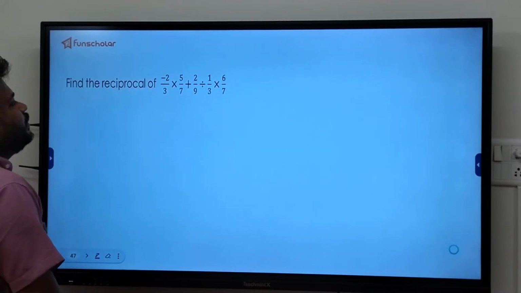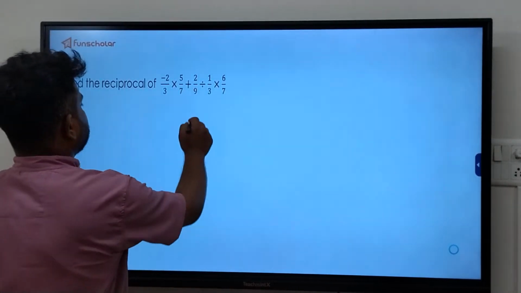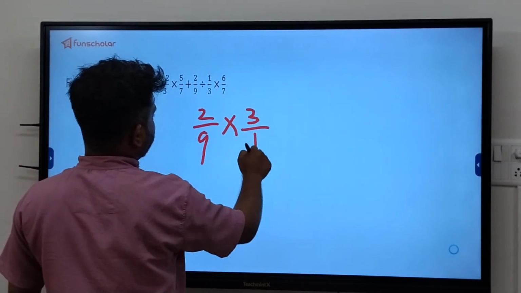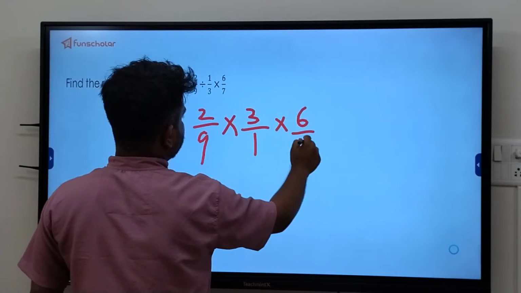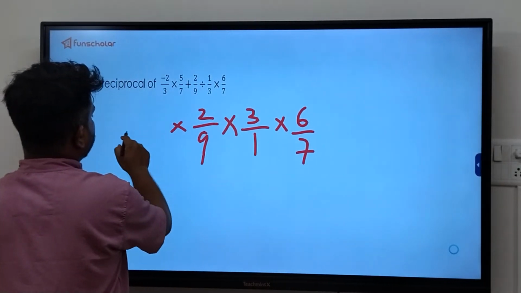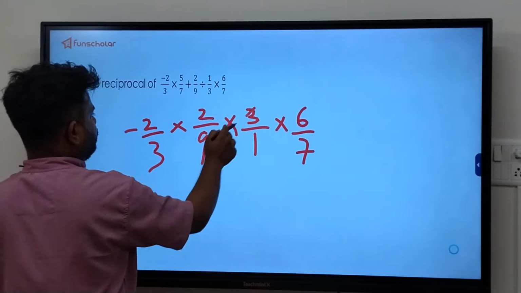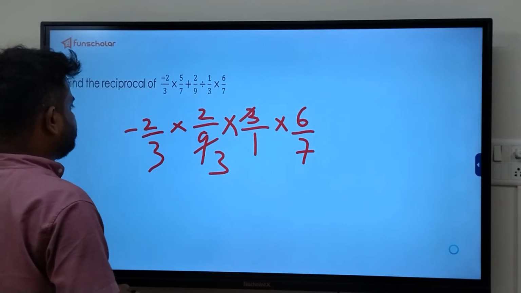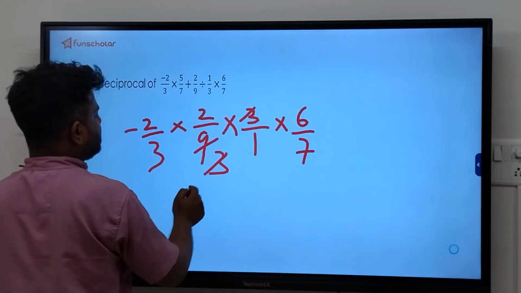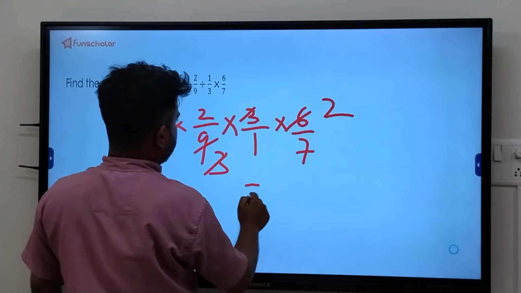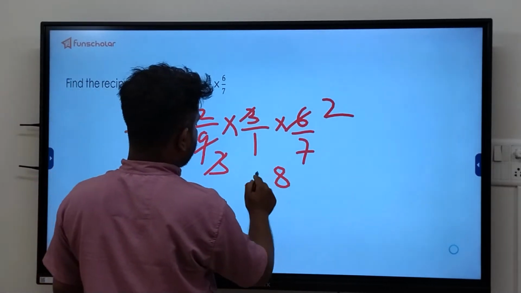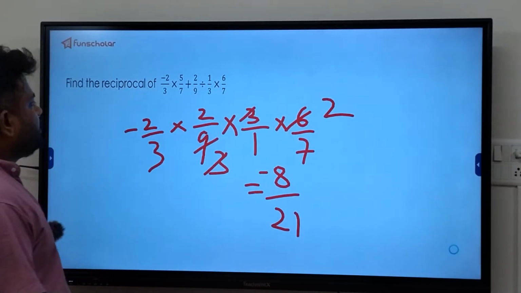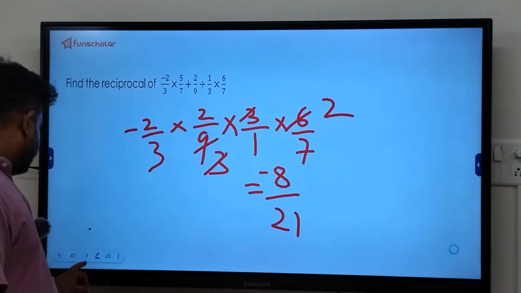So first we do the division. So 2 by 9 divided by 1/3 can be flipped to make it like this, and the other ones will be like this. 3 and 9 will get cancelled to make it 2 by 3, and then we can also cancel 3 with 2. This will be the answer.